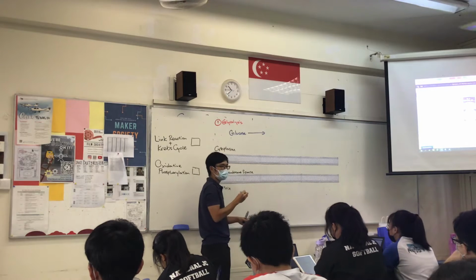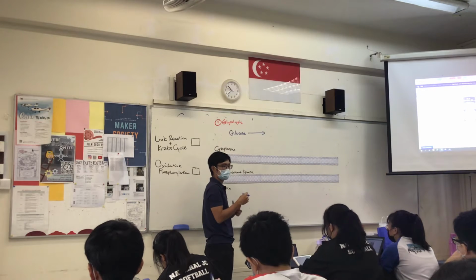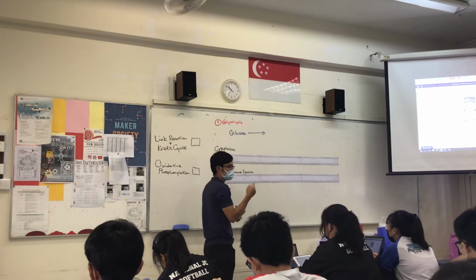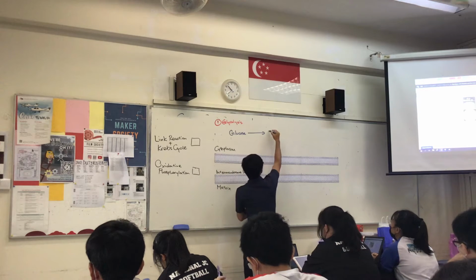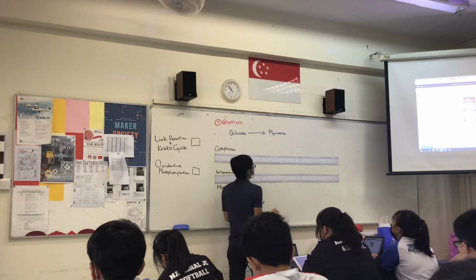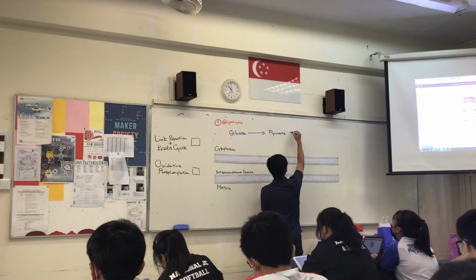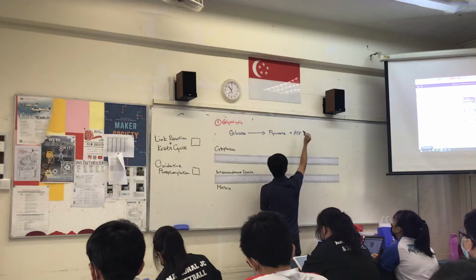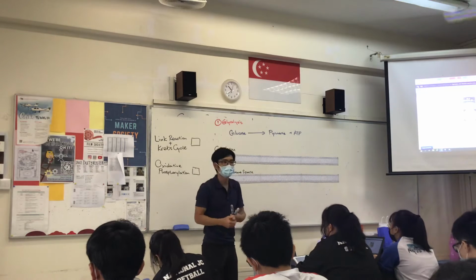What are the products of glycolysis? Pyruvate. Anything else? And ATP. And NADH.